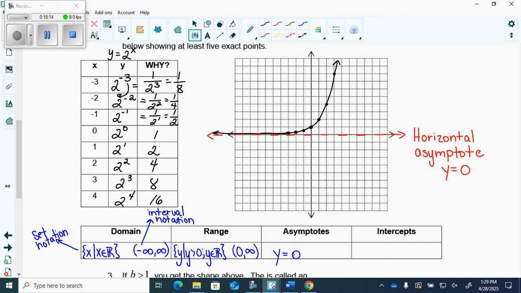And then does it have any x-intercepts, this particular one, unless it's moved? No. Does it have a y-intercept? That's 0, 1. 0, 1.